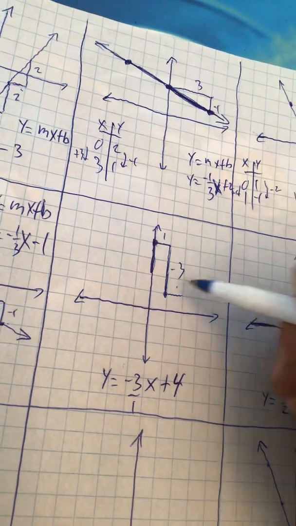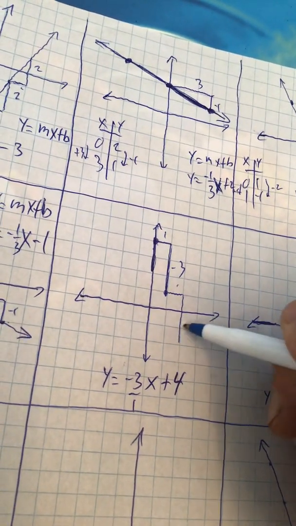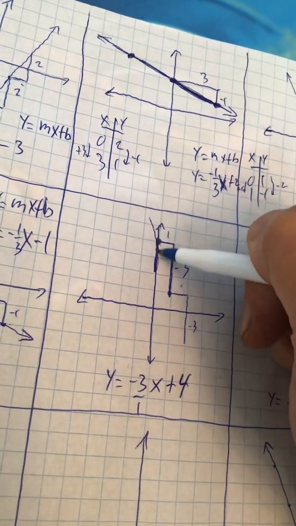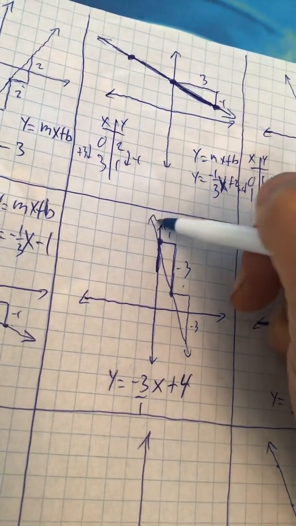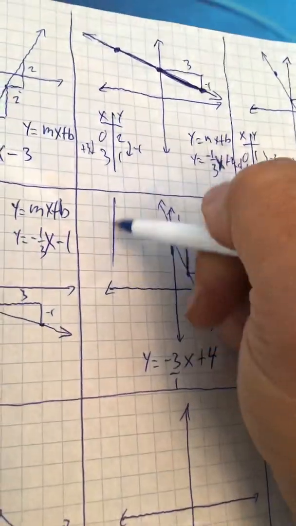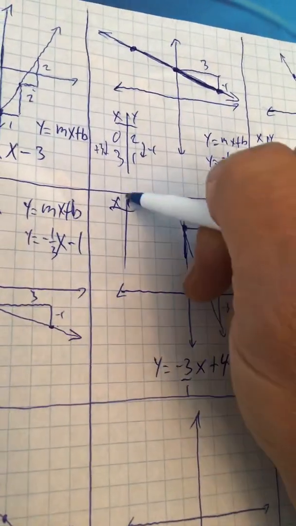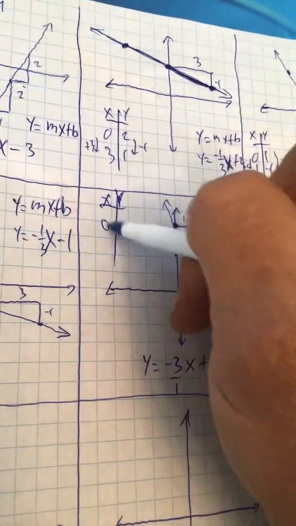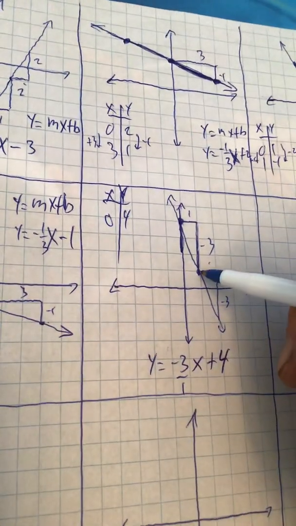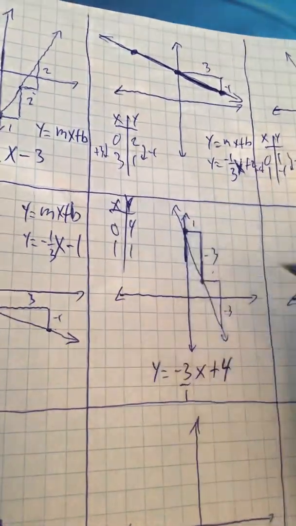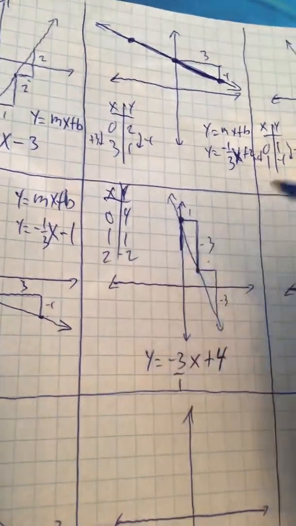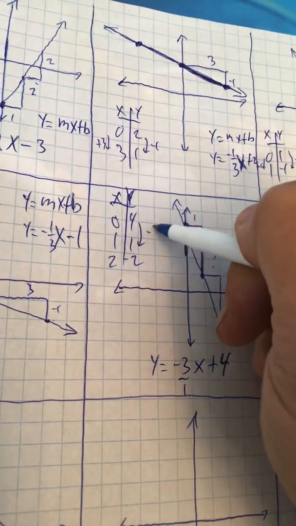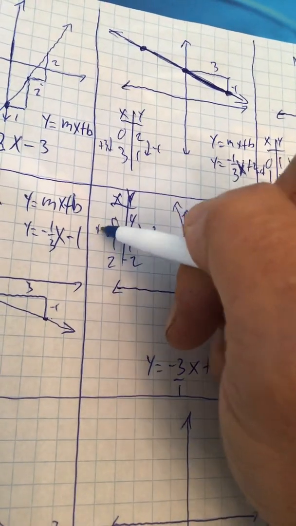Every hour he's going to spend $3. And there's my graph. If I want to make a table, well, one point on the table is going to be (0, 4). Another point's going to be (1, 1). Another point's going to be (2, -2). And let's test. Looks like you went down 3 every time you went up 1.